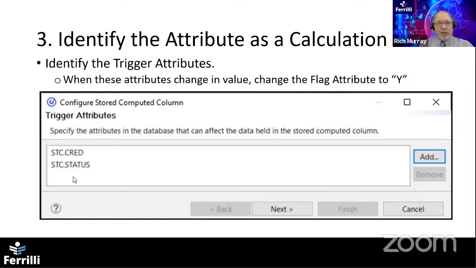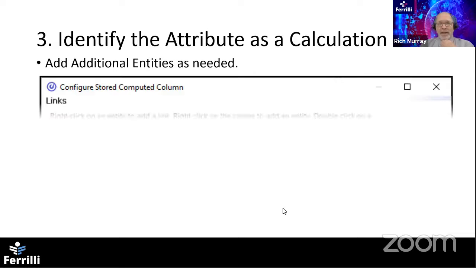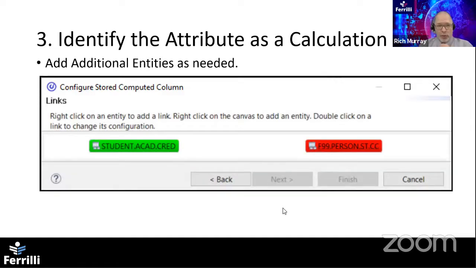When you get done with the trigger attributes, you're going to click on next, and you're going to be taken to adding entities to the stored computed column. So it put in our file because that's what we're updating. And then it put in student ACAD cred because I just added two trigger fields, stc.cred and stc.status. Those come from student ACAD cred. So it's smart enough to know, obviously you need access to student ACAD cred.